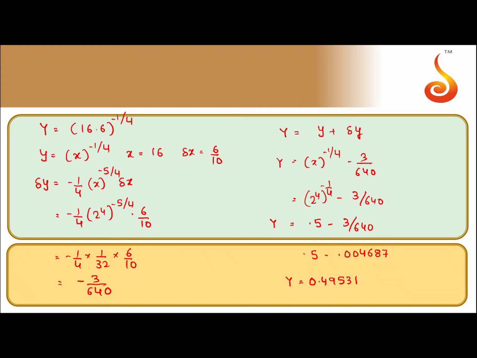0.49531. Decimals they used to calculate. With a normal scientific calculator we are able to find it, but without a calculator it is not possible. So we used to use calculus to find the fourth root or cube root or any type of calculation.